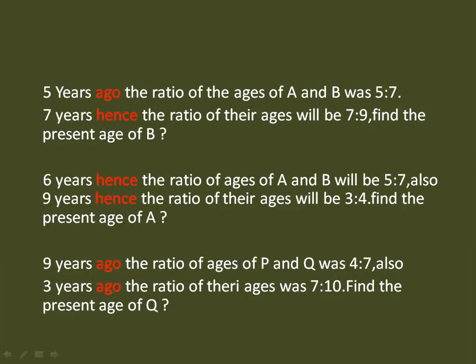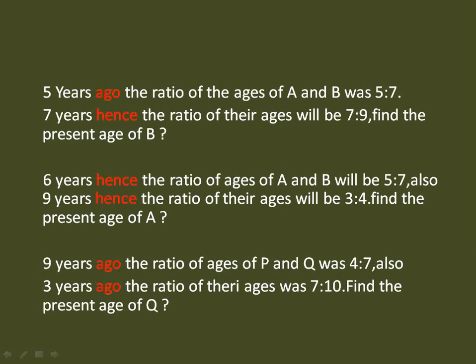See, there are three types of problems in this concept. 5 years ago, the ratio of the ages of A and B was 5:7. 7 years hence, the ratio of their ages will be 7:9. Find the present age of B. This is one type of problem.